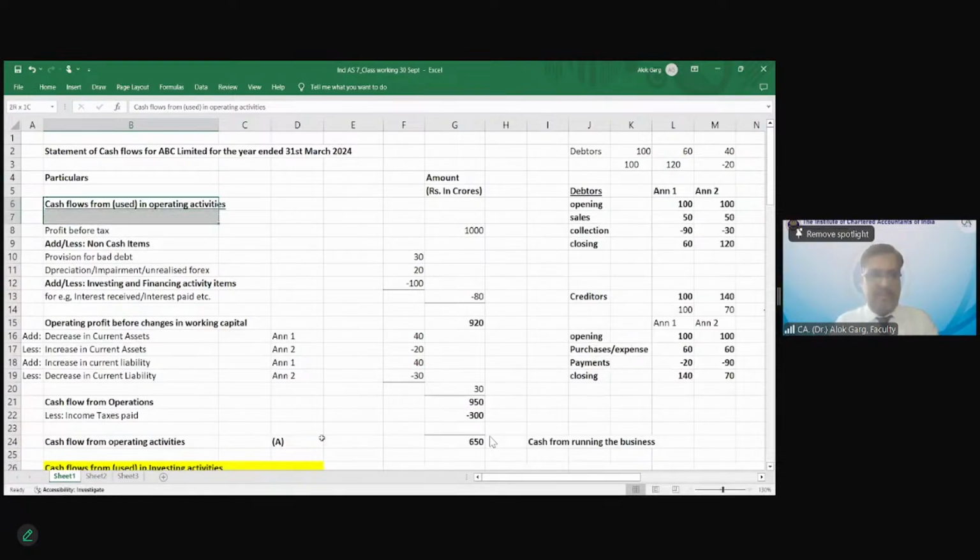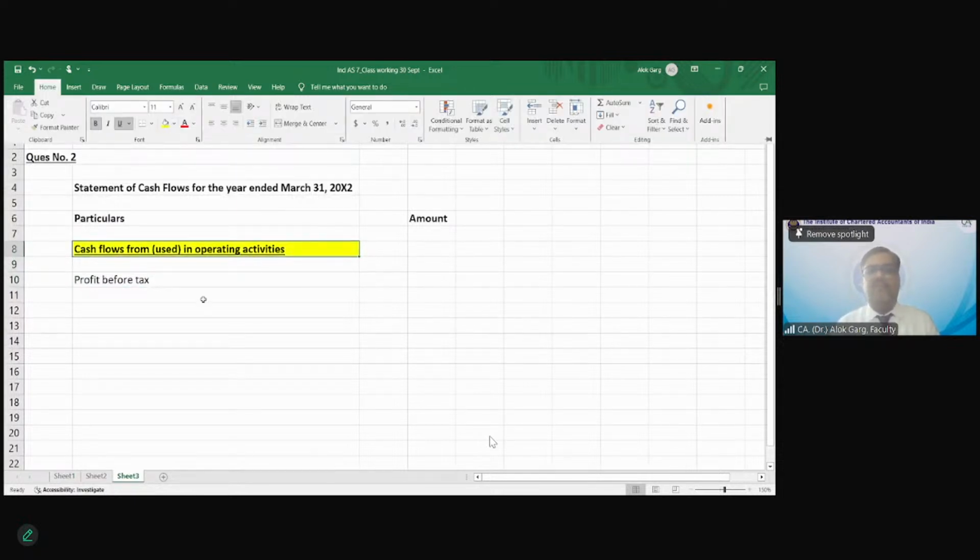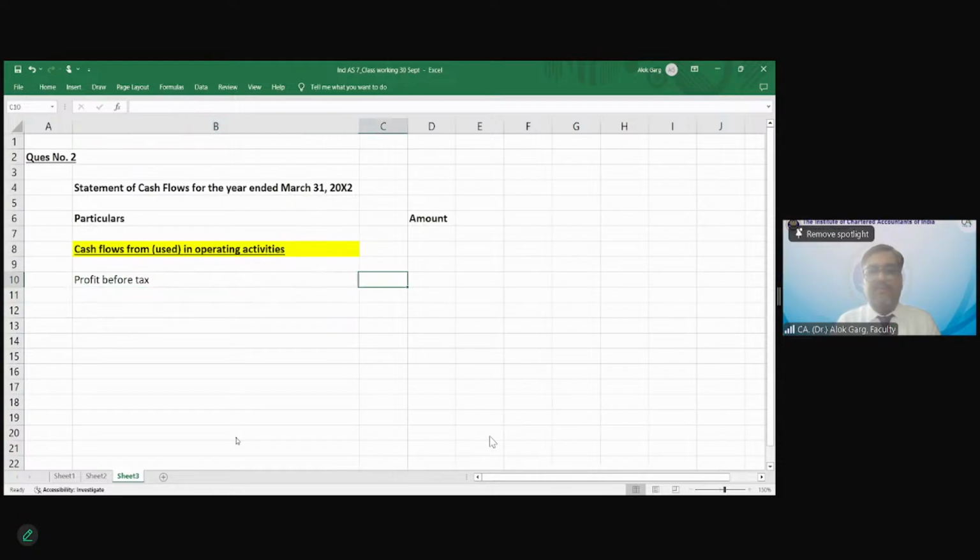So let me use these two lines. Cash flow from or used in operating activity, right? Cash flow from operating activity. Profit before tax. What is my profit before tax? It is 4450 lakhs. 4450 is my profit before tax. Amount in.